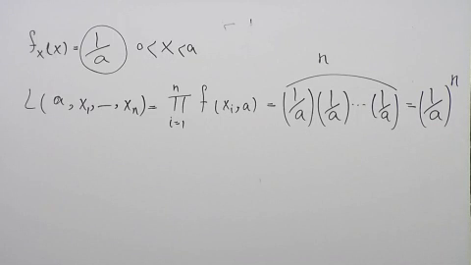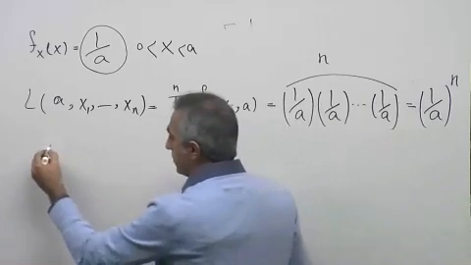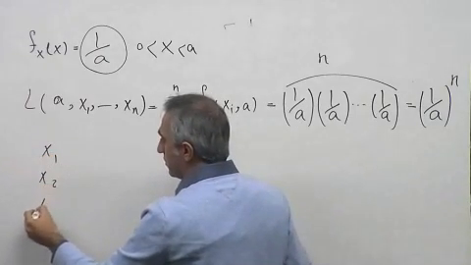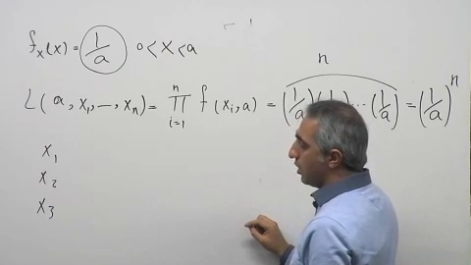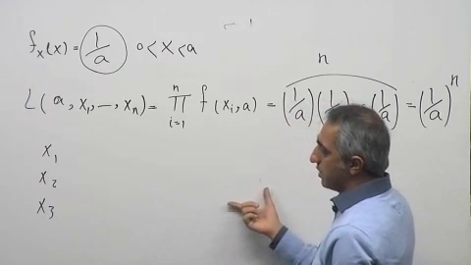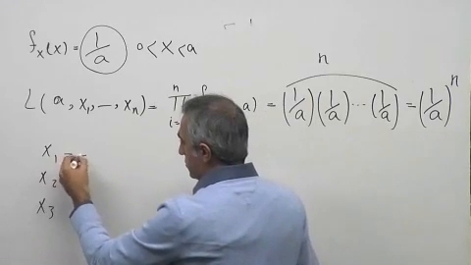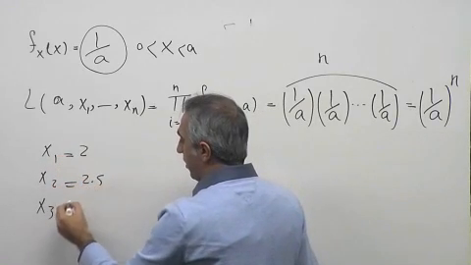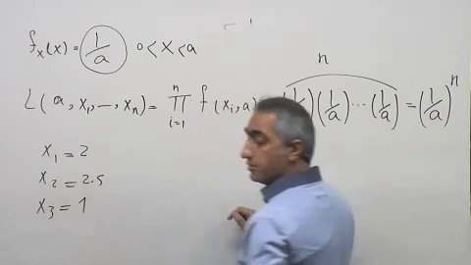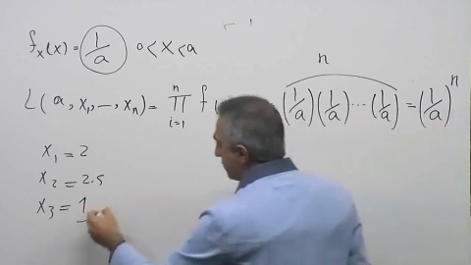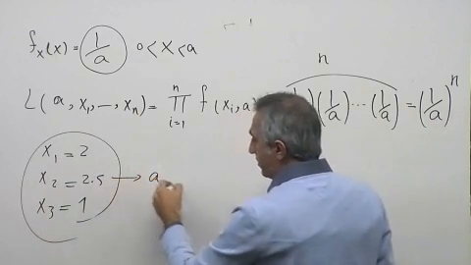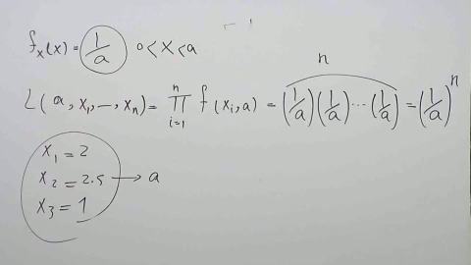Let's say we have three observations, so our random sample size is 3. This one is 2, this one is 2.5, and this one is 1. If I want to use any of these observations to estimate A, what would be the best one? Look at this function.